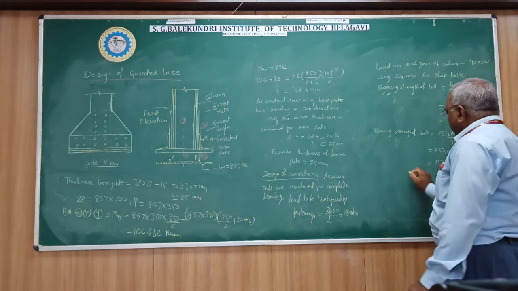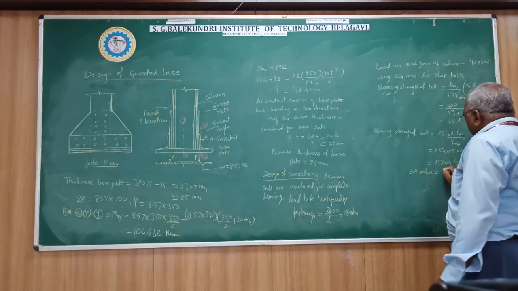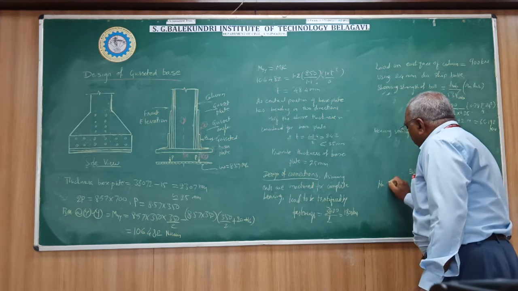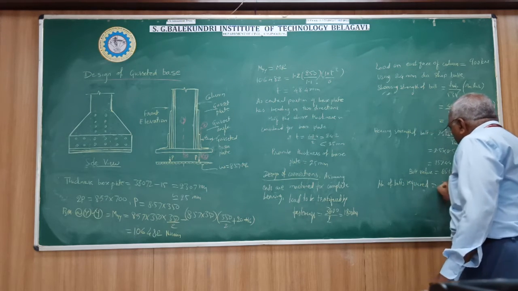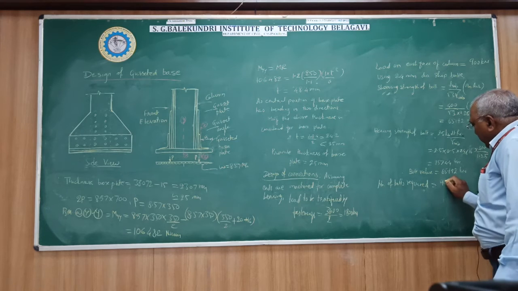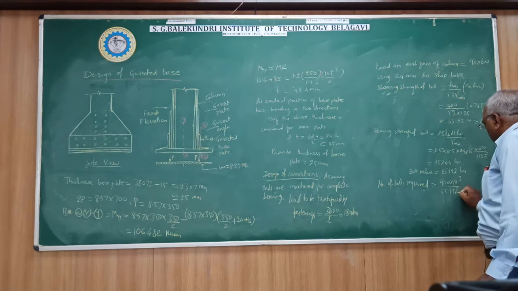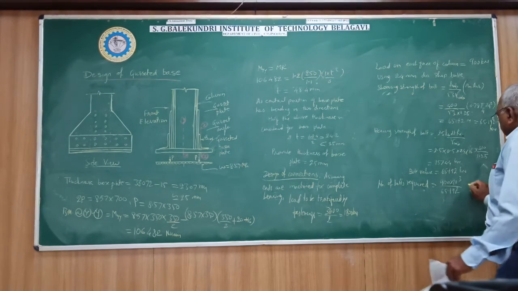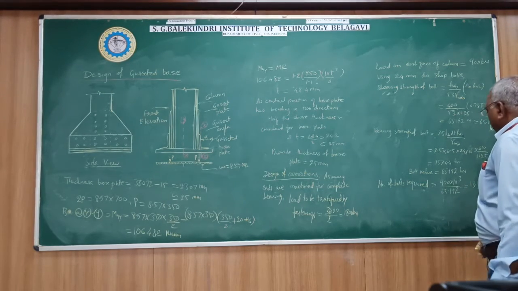So the bolt value equal to 65.192 kilonewton. So the number of bolts required equals 900 kilonewton, that is the load to be transferred by fastenings on one side, divided by 65.192. So the number of bolts equals 13.8. So provide 14 bolts.